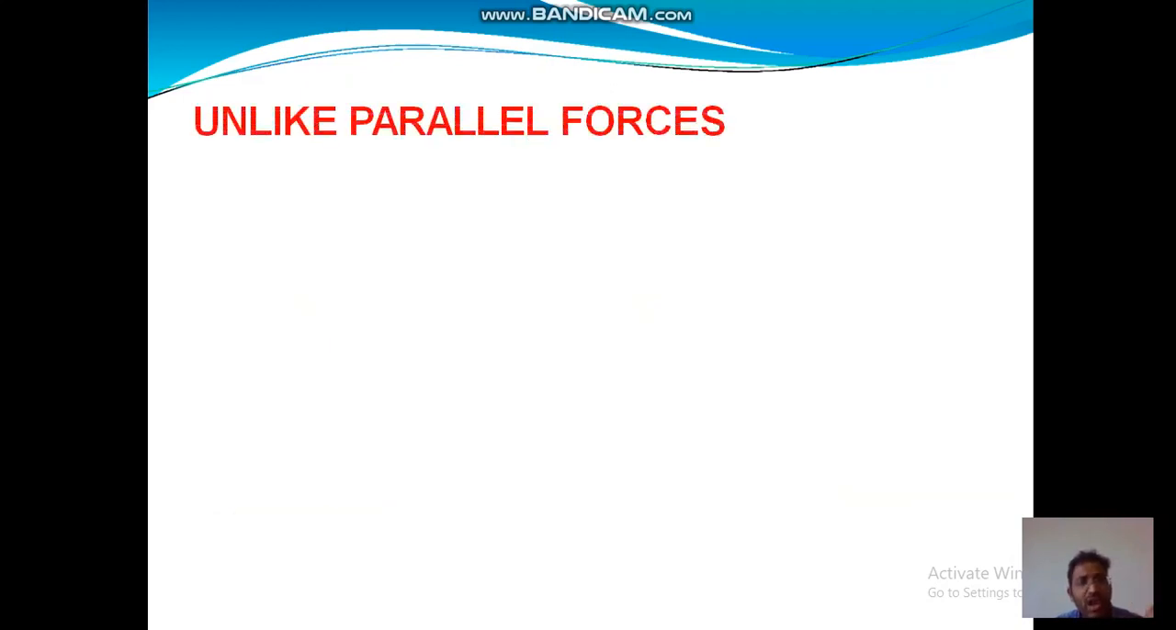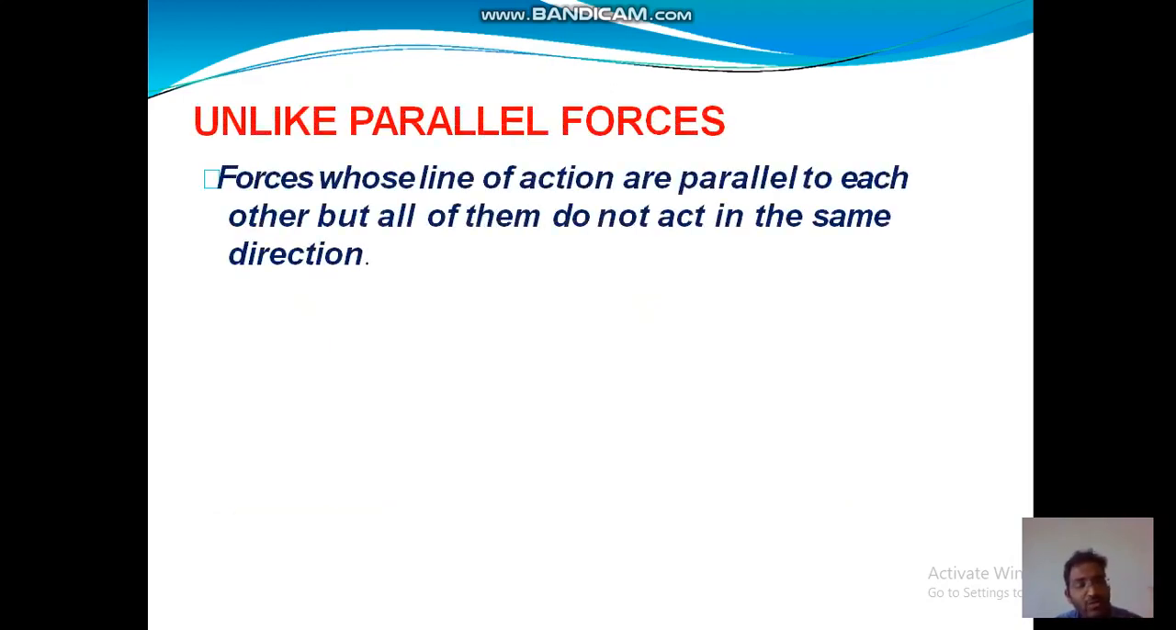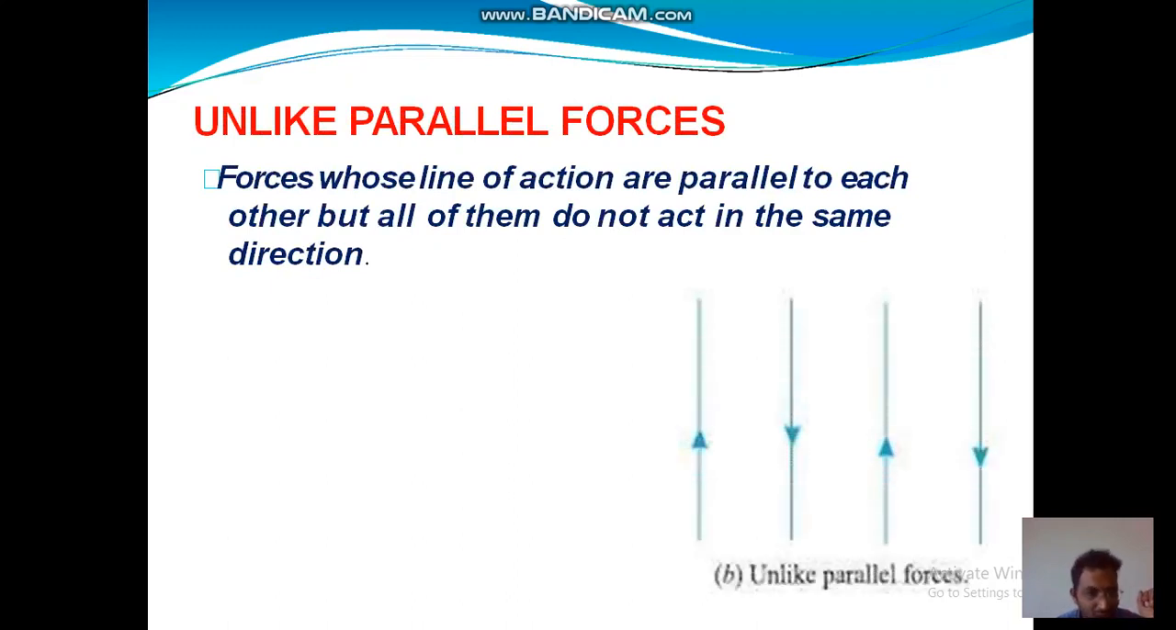And the next one, unlike parallel forces, is quite opposite to like parallel forces. Here all forces are acting in a parallel direction, but the direction of the forces is different.